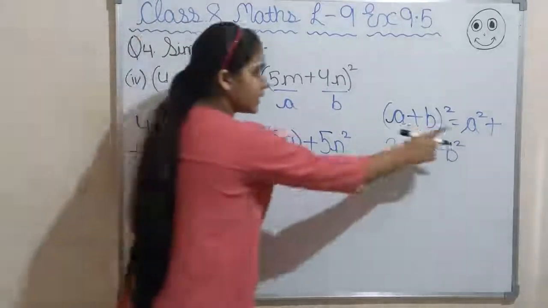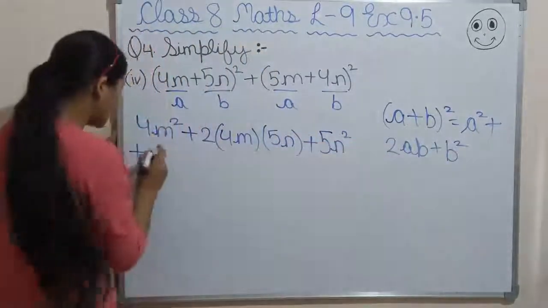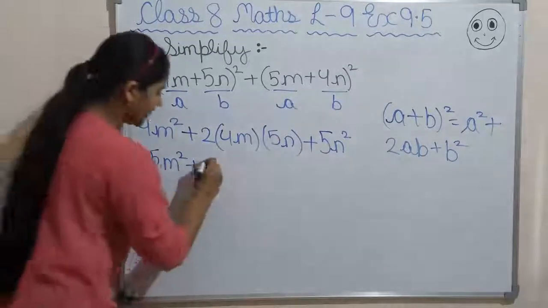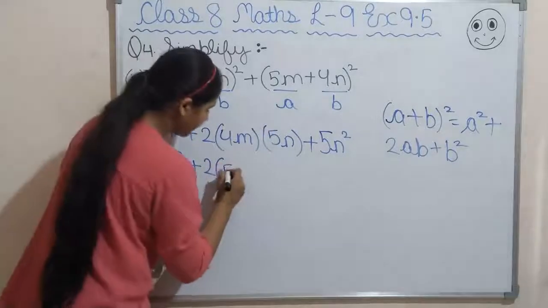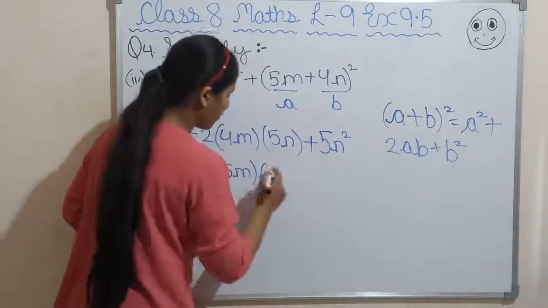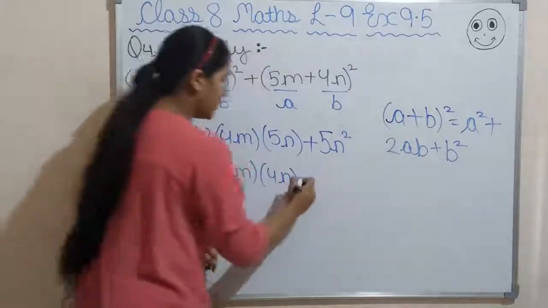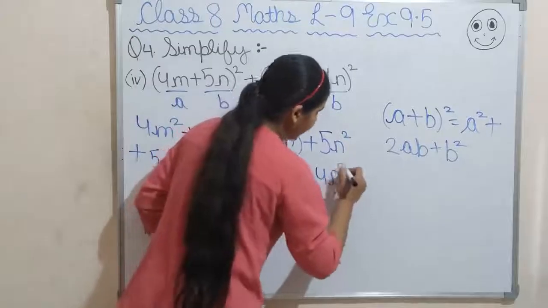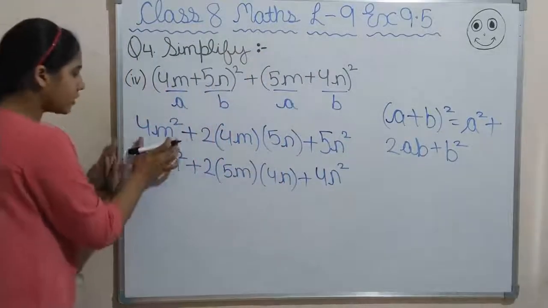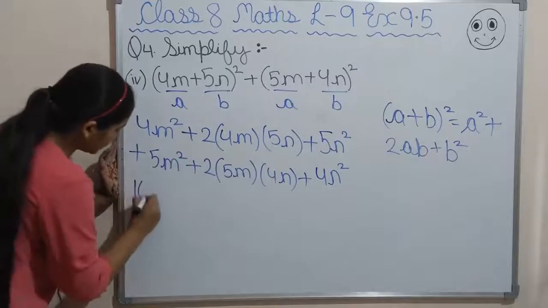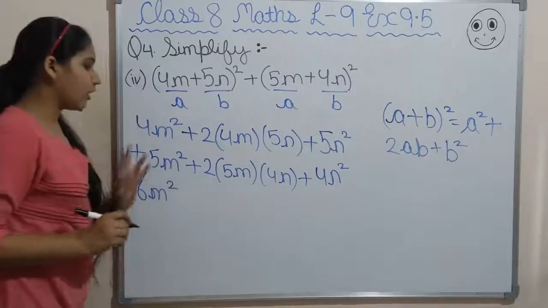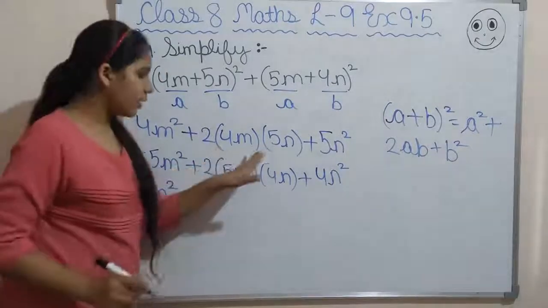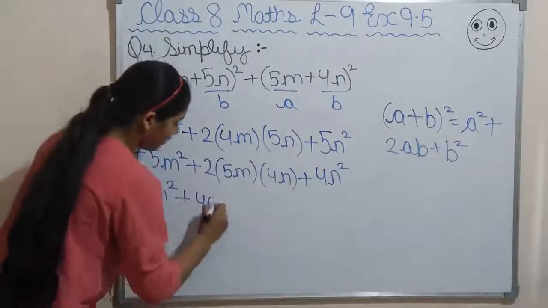Then again we are going to use this one property. a square means 5m square, plus 2 into a into b. 2 into a is 5m, then into b, b is 4n. So here plus b square, 4n square. Okay, so you can solve it further. 4m square means 4 4s are 16m square. Then plus as it is, 2 into 4 is 8, so 8 5s are 40mn.